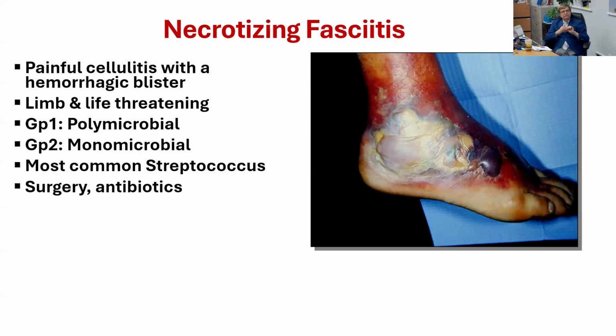Limb and life-threatening. Group 1 is polymicrobial. If it's monomicrobial, group 2, it's most often strep. You need to give the antibiotics, they need to be IV, and they need to get to the operating room ASAP. Next.